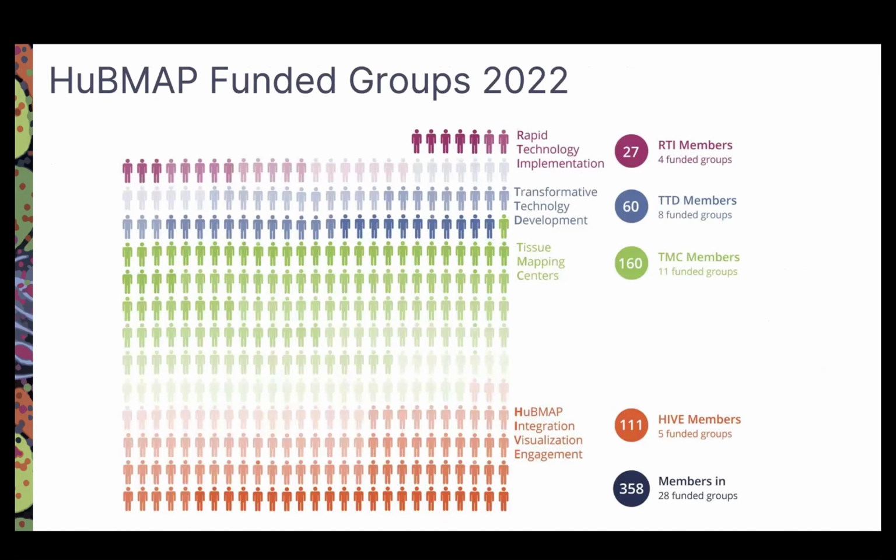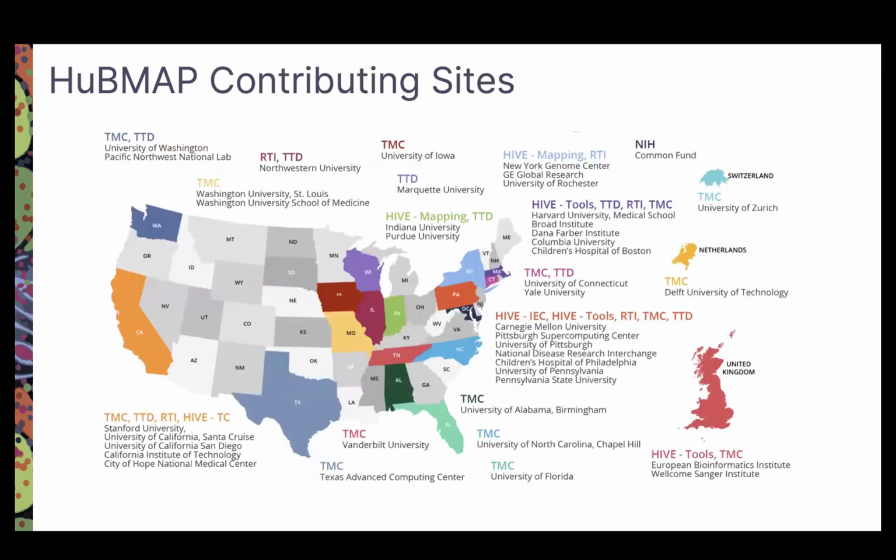Currently, HuBMAP is made up of over 350 researchers from 28 funded groups, and the breakdown of those groups is highlighted here. So we currently have 4 funded RTI projects, 8 funded TTDs, 11 funded tissue mapping centers, and 5 funded Hive groups. And these groups really represent institutions from across the United States and around the world, as highlighted here on this map. So many of the states are represented, as well as research groups in Switzerland, Netherlands, and United Kingdom. So it really is becoming even more so a worldwide effort to generate these molecular atlases.